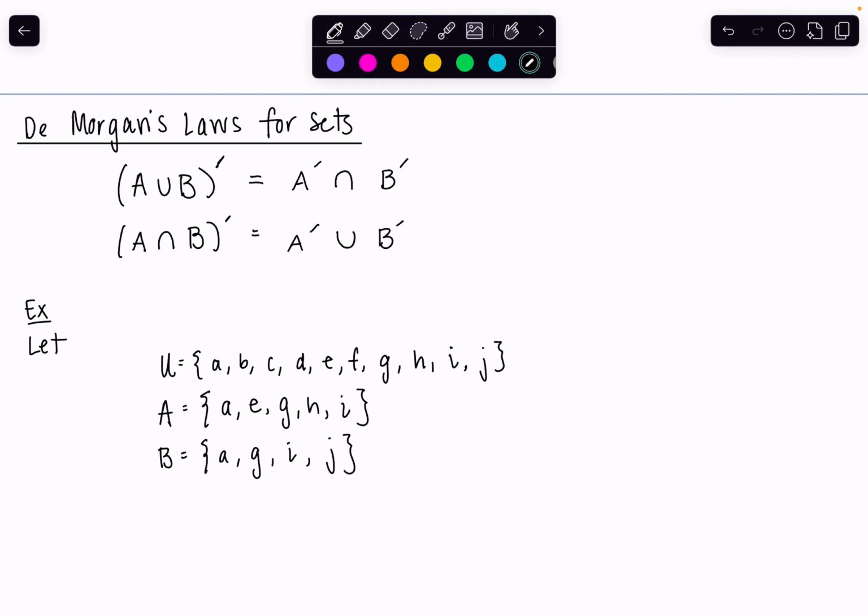Okay. So the benefit of doing this is it's really nice when you have a ton of complements going on. Like if I asked you to find A complement, union, B complement, and then take the complement, you'd have to find these two sets first, then take the union, and then take the complement. What ends up happening with De Morgan's law is you would distribute the complement. So you would take A complement, complement. This would become intersection.